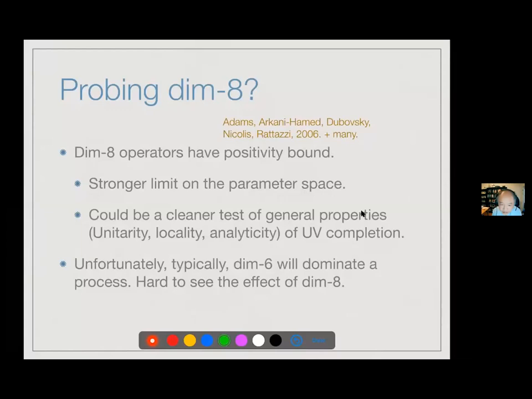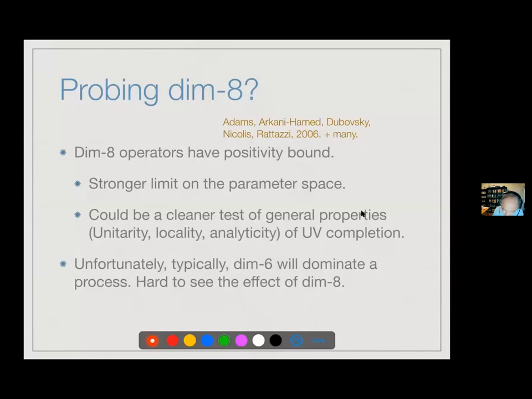if you think about a specific process, right? In general, you will also have dimension six operators that are unconstrained that will contribute to that process. Okay, so it will be hard to see the effect of dimension eight. It's hard to disentangle those two. There's not a very clean prediction.